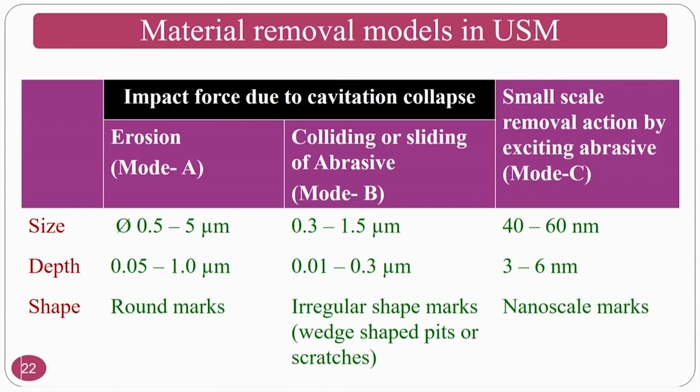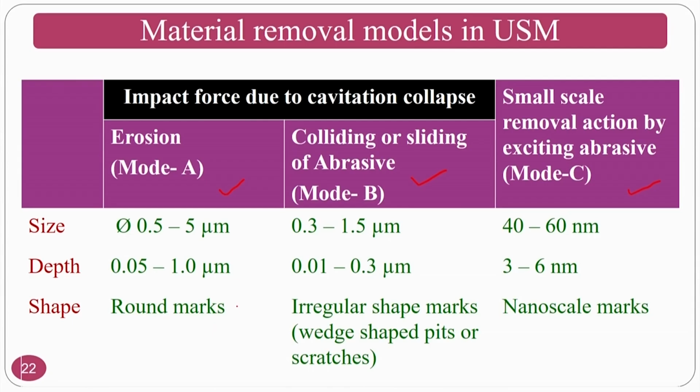We have seen 3 modes of material removal, that is erosion, colliding and sliding action of the abrasive particles, and small scale removal by the exciting of this one. If you see the size, 0.5 to 5 microns normally, if you see the collide distance, it gives the depth 0.05 and the shape normally it gives the round marks. Basically erosion will give the round marks.